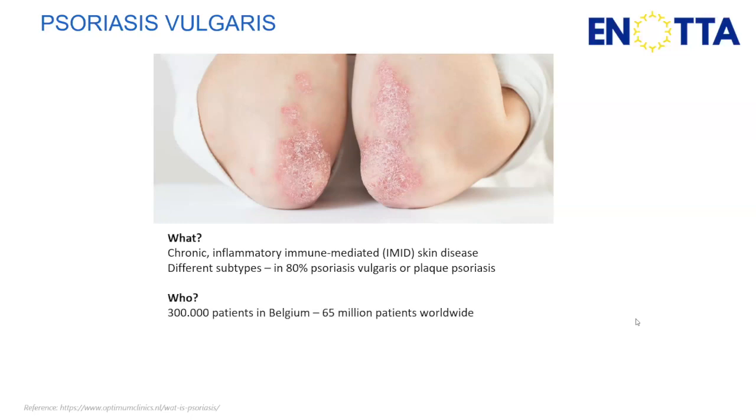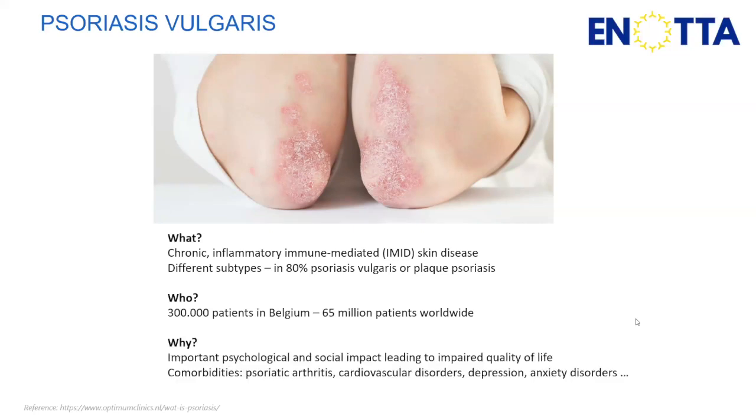So as I said, it's very prevalent. In Belgium, we have 3,100 patients with psoriasis and 65 million patients worldwide. So why is psoriasis important within the dermatology field? Because it is very prevalent. It's a chronic skin disease.